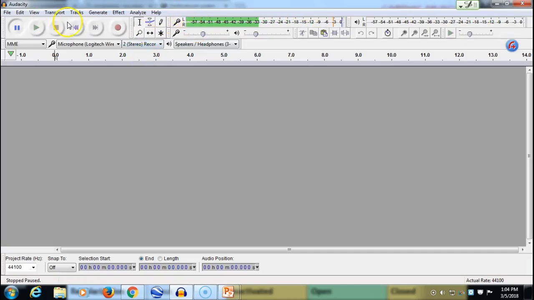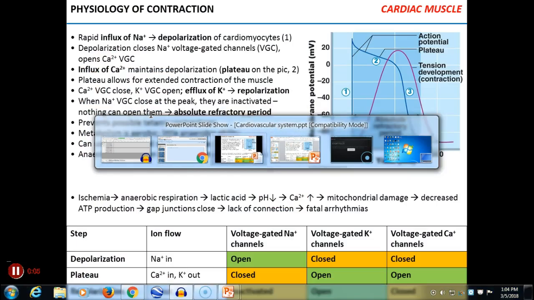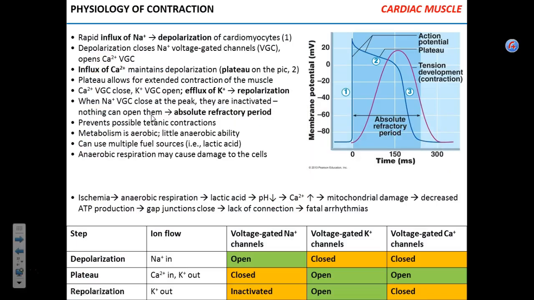Okay, so I want to remind you that what we finished last week was the mechanism for skeletal muscle contraction. Just a few main points. We have an influx of sodium via the voltage-gated sodium channels, right?